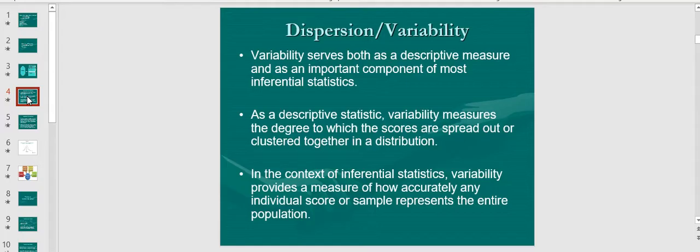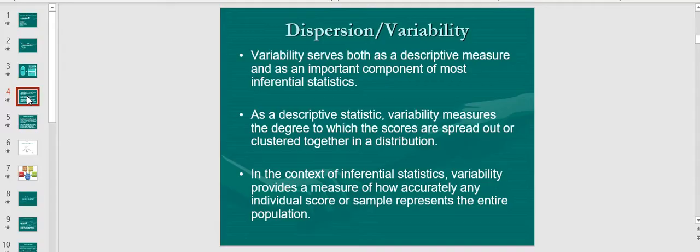Actually, variability provides a quantitative measure of the difference between the scores in the distribution and describes the degree to which the scores are spread out or clustered together. In simple terms, if the scores in the distribution are all the same, then there will be no variability. If there are small differences between the scores, then the variability is small, and if there are large differences between the scores, then the variability is large.